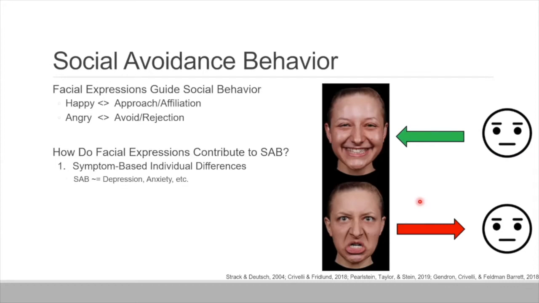And although social avoidance behavior is related to these conditions, it's really not the same thing. It's sort of its own unique construct above and beyond those types of symptoms. And the other problem is that a lot of research relies on what I call these sort of stereotypic facial expressions. This really intensive happy face, this really intensive angry face. And as you might imagine, we don't typically see these types of faces in our day-to-day lives very often.